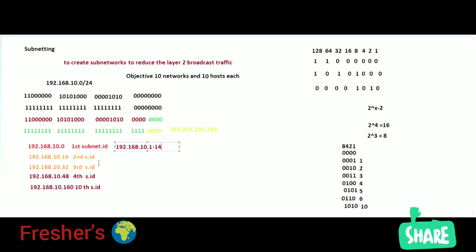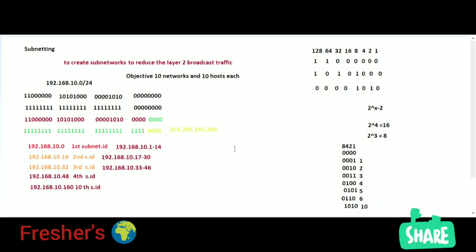For the second subnetwork, the first IP address is 17, and it goes up to 30, because 31 is the broadcast ID. For the third, 192.168.10, the first IP is 33 and the last IP is 46, because 47 is the broadcast ID. This is how we can see the number of hosts.